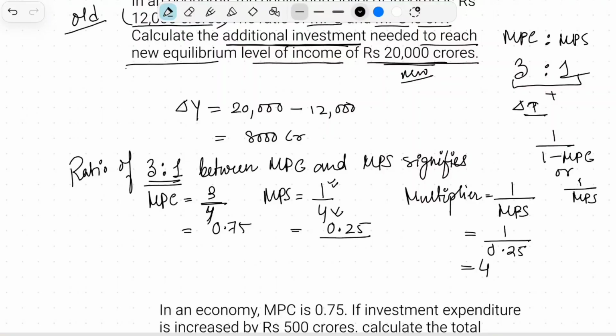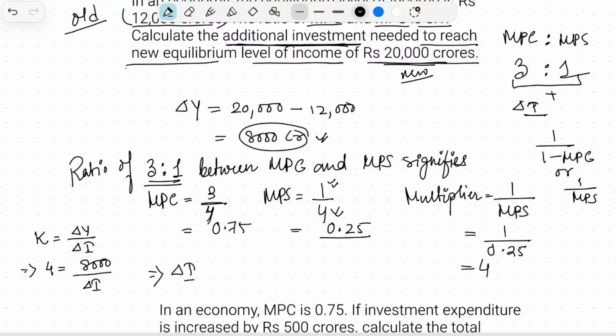The question says calculate additional investment. You have to find out change in I. As per the calculations, multiplier is equal to change in Y divided by change in I. The multiplier is 4. Change in income, we have seen, is 8,000 crore. So 8,000 divided by change in investment equals 4, and the change in investment is 2,000 crore.